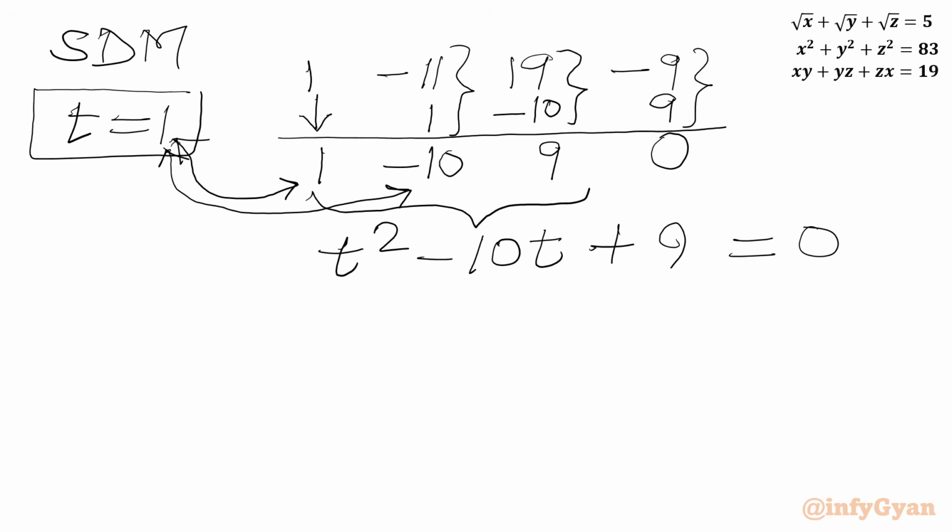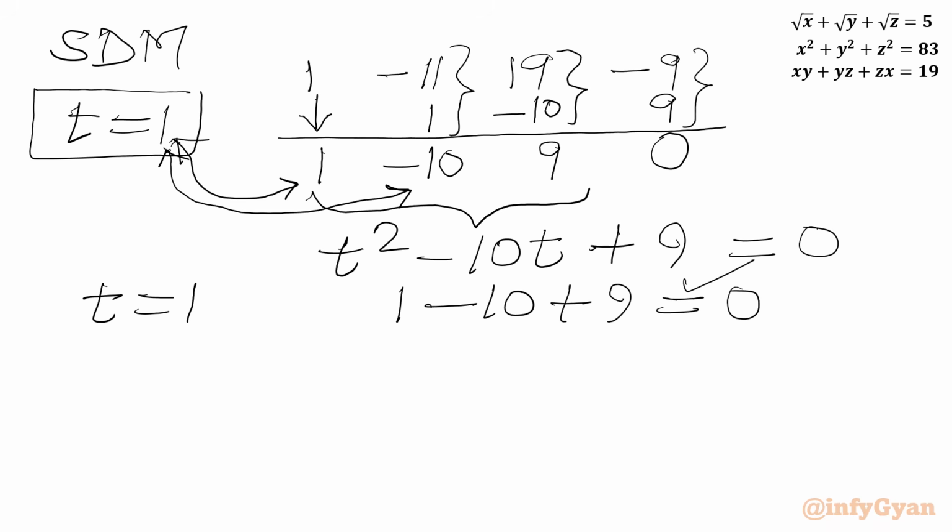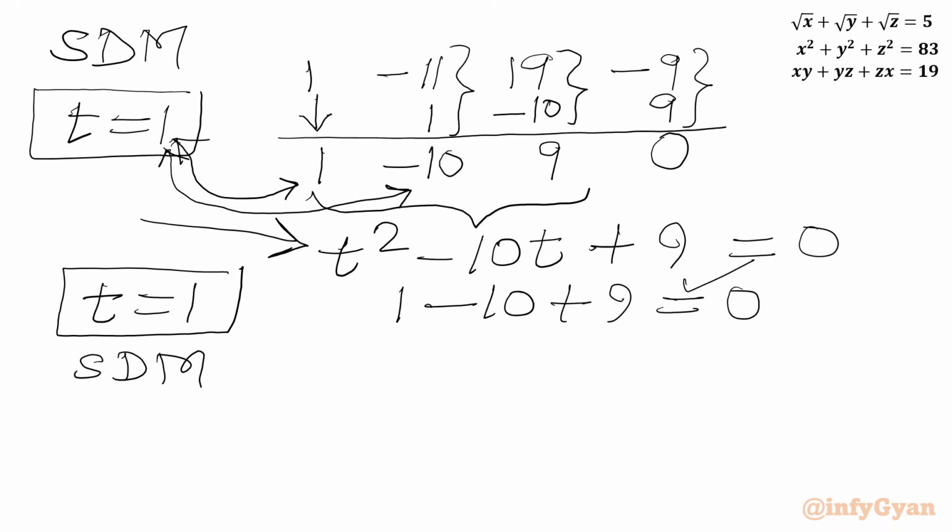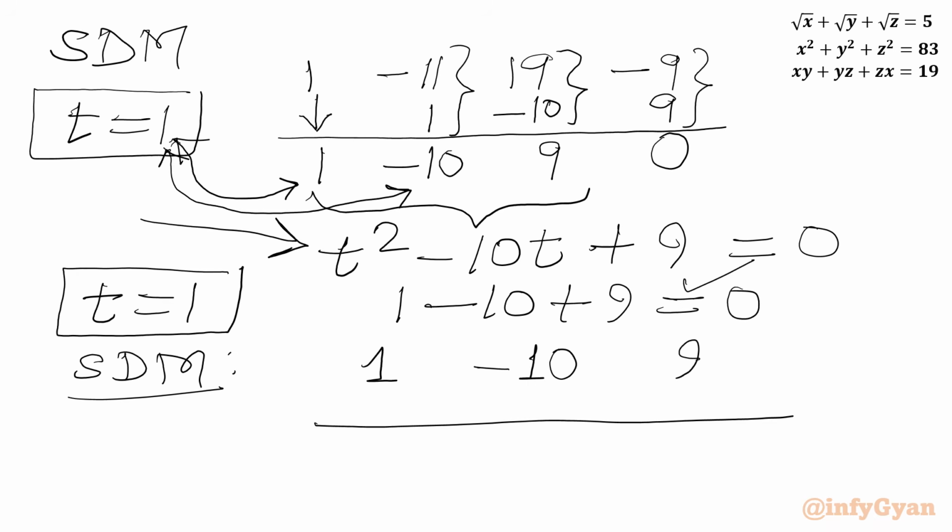Again I will put t equal to 1. So I am getting 1 minus 10 plus 9. Again this is satisfying our equation. 10 minus 10 is 0. So t equal to 1 is base solution for this quadratic equation. Again we will use synthetic division method. So I need to write all the coefficients of quadratic equation. Coefficient of t square is 1. Coefficient of t is negative 10. Constant is 9. We'll put one line over there.